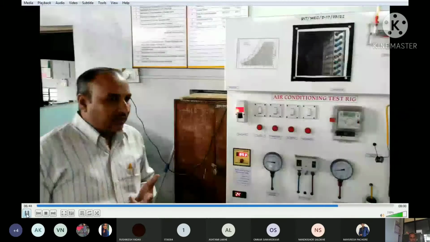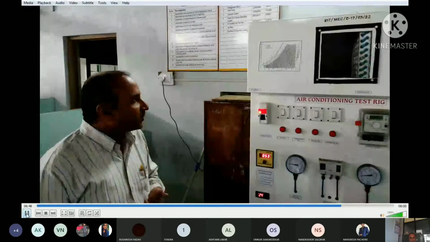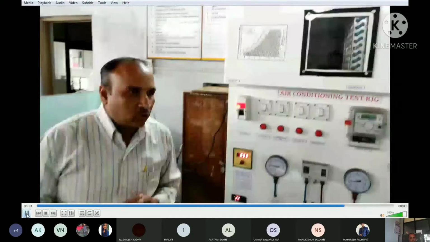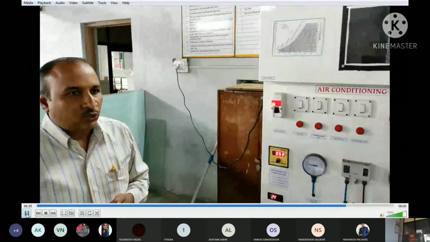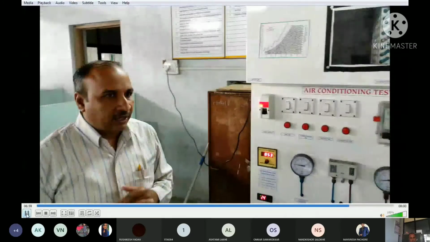But how could you measure enthalpy? How could you measure specific volume? How could you measure specific humidity? It is not possible to measure them exactly. So what is that third property? The third property is the wet bulb temperature.